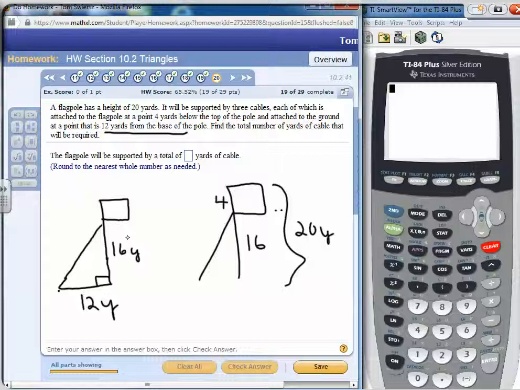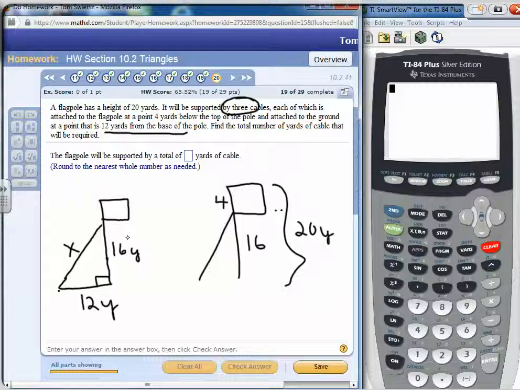And then it says find the total number of yards that cables will be required. So here's one cable, and remember we have 3 cables, so when we just do one cable, they're all the same. Now again, in this case, the cable is opposite the right angle. The flag and the ground form the right angle. So the hypotenuse is the flag. So we're going to set it up.